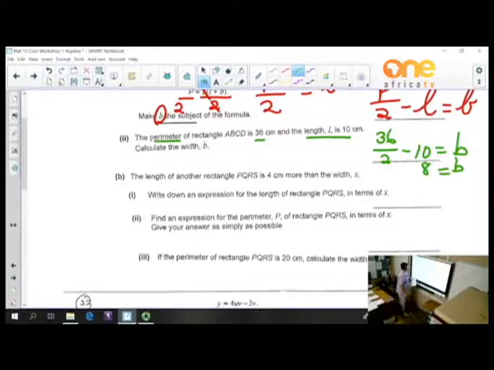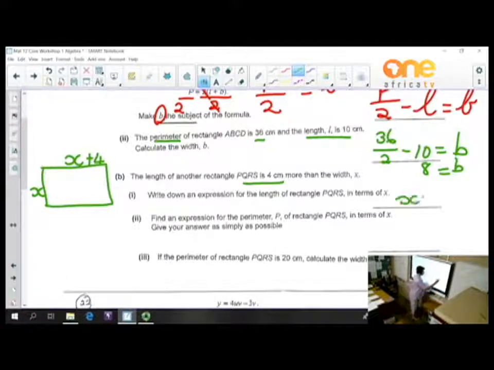The length of another rectangle is 4 centimeters more than the width x. Okay, let's draw the picture here so that we can see. There's my rectangle. This is the width x. The length is now 4 centimeters longer. What will that be? x plus 4. That length is then x plus 4. So write down the expression. It will be x plus 4.